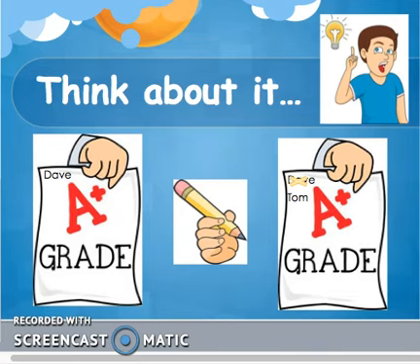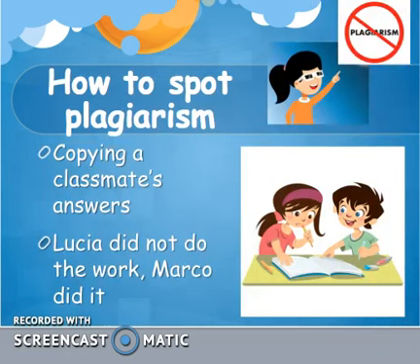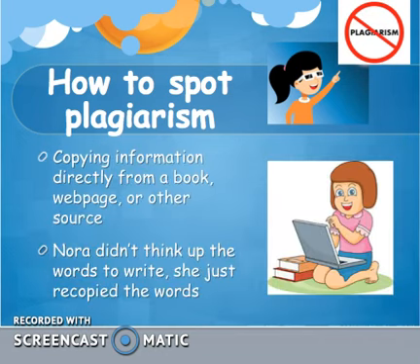So how do we know if we are plagiarizing? Sometimes it's easy to know that we are plagiarizing. When Lucia copied Marco's homework, she was plagiarizing his work. Marco came up with the answer to the problem on his own, and then Lucia simply copied his answer onto her own paper without working it out for herself. And that is a form of plagiarism.